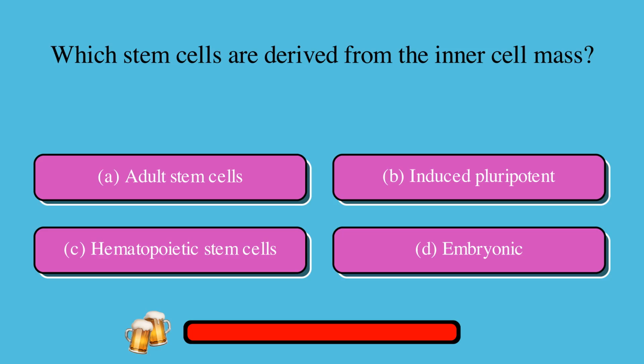Which stem cells are derived from the inner cell mass? A. Adult stem cells, or B. Induced pluripotent, or C. Hematopoietic stem cells, or D. Embryonic? The correct answer is D. Embryonic.